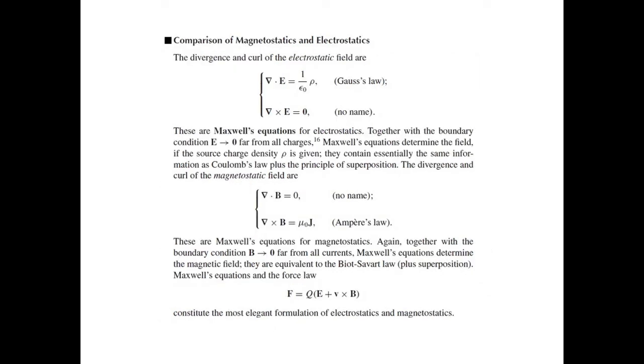Then the comparison of magnetostatics and electrostatics. The divergence and curl of the electrostatic field: del dot E equal to 1 by epsilon 0 rho, that is Gauss's law. Del cross E equal to 0. These are the Maxwell's equations for electrostatics. If you move to the magnetostatic field, del dot B equal to 0, del cross B equal to mu 0 J. These are the Maxwell's equations for magnetostatics. These are the four equations we have already studied.